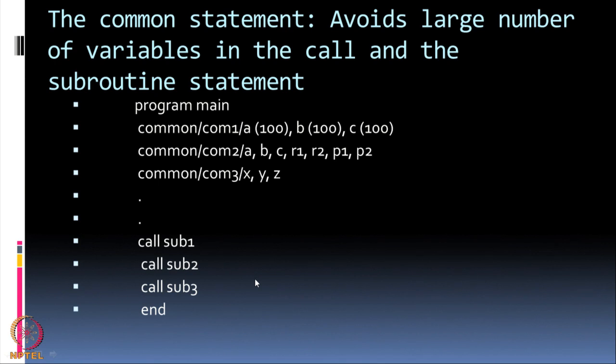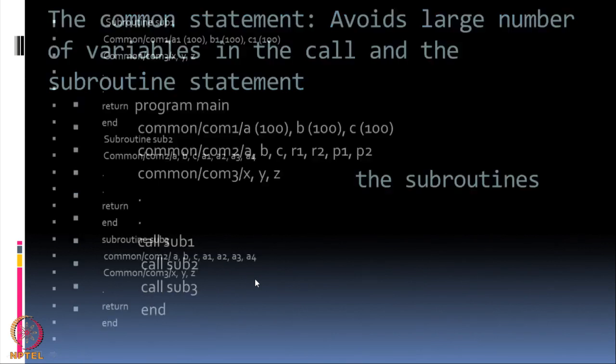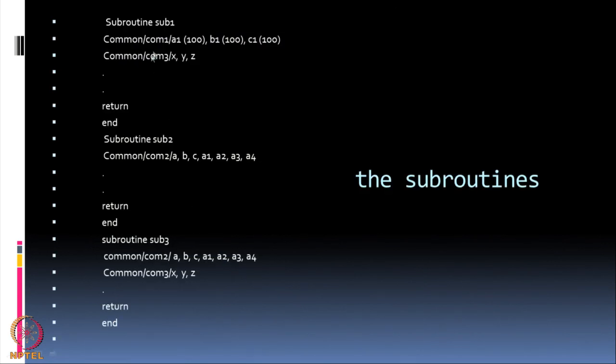Now, let us see what all these sub 1, sub 2 and sub 3 are doing. See, in this subroutine sub 1, I have taken only the common COM1, A1, B1 and C1. I have only taken COM1 and COM3. COM2 has not been taken in sub 1 because in this subroutine I do not require information about COM2. So, this subroutine will do whatever task it is required. It will take up the information between COM1 and COM2 from the main program, finish all the things and return to the main program.